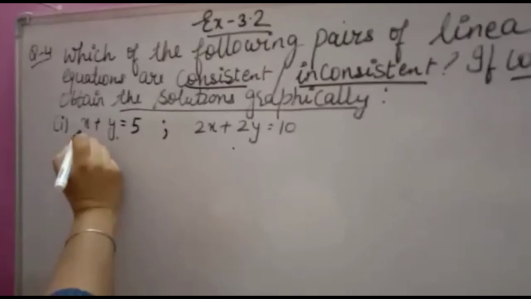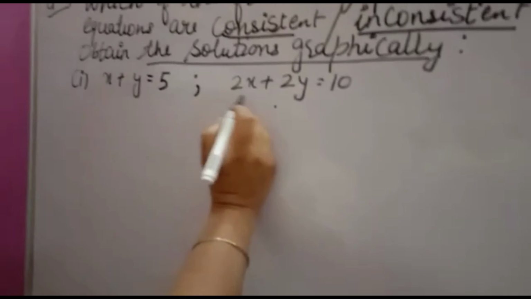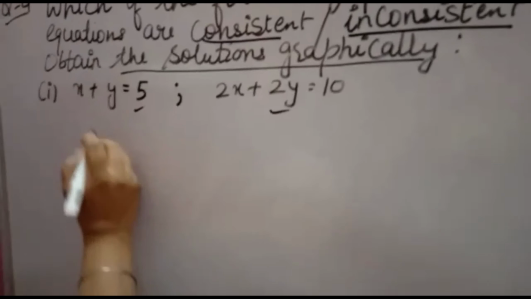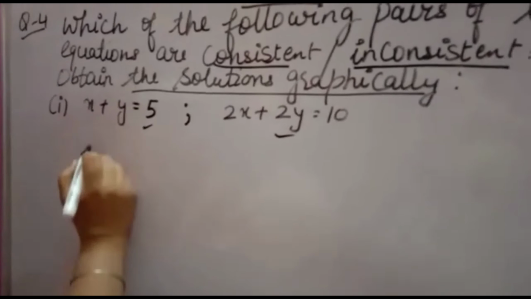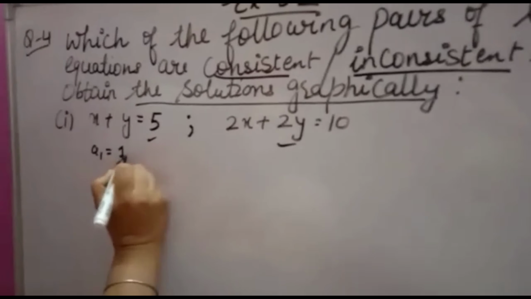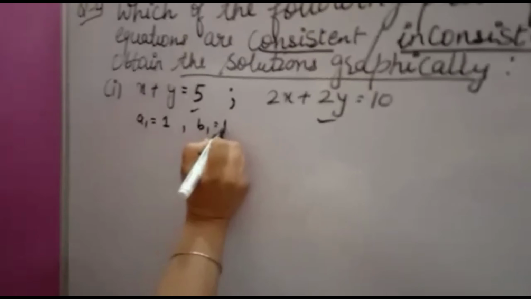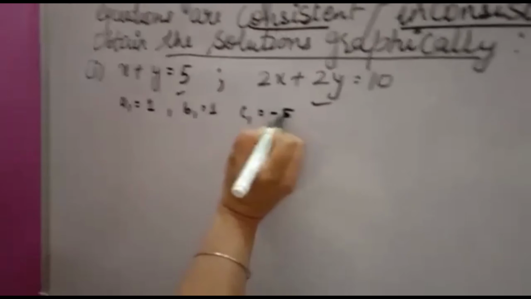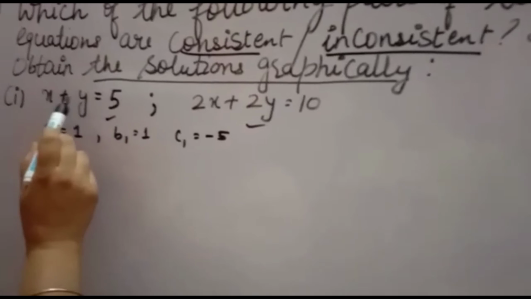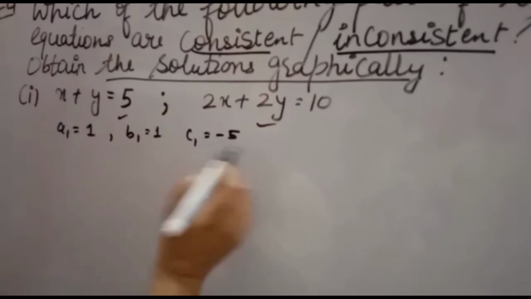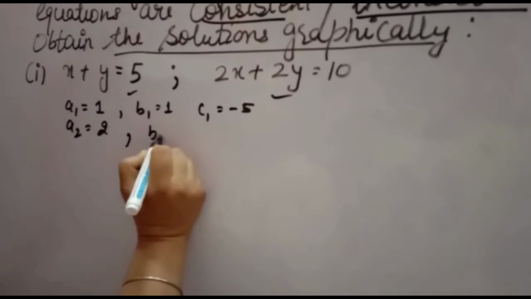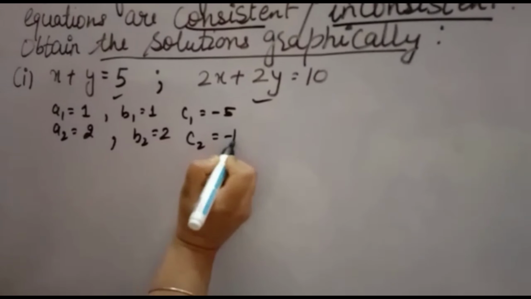See carefully first part, x plus y is equal to 5 and 2x plus 2y is equal to 10. These are the pair of linear equations. So firstly you will check whether they are consistent or not. So you will write the ratios: a1 will come 1, b1 will come 1, c1 will come minus 5. Now you know how to do this. Coefficient of x will be a1, coefficient of y will be b1 and constant term will be c1. Then a2 will come 2, b2 will also come 2 and c2 will come minus 10.